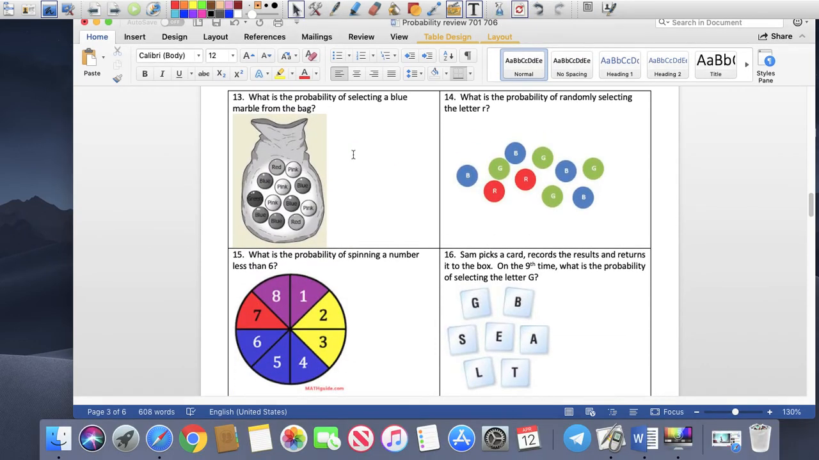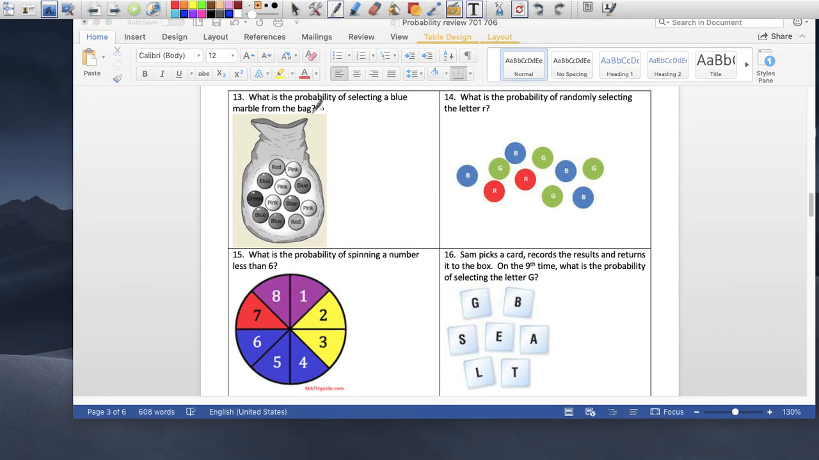13. What's the probability of selecting a blue marble from the bag? Well, let's see how many there are. First of all, 1, 2, 3, 4, 5, 6, 7, 8, 9, 10, 11, 12. Probability of getting a blue is going to be something out of 12. And hopefully this is a little bit clearer to you. And the probability of getting a blue, there's 1, 2, 3, 4, 5. So without looking, the probability of getting a blue is 5 out of 12.